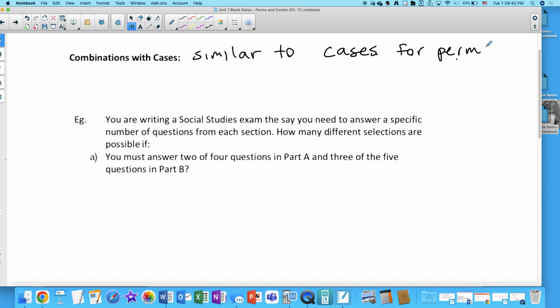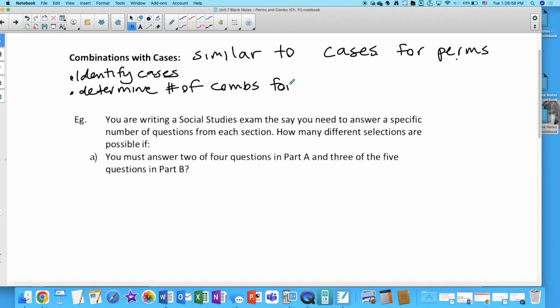Right? We need to identify cases, determine the number of combinations for each case, and then add the cases together.